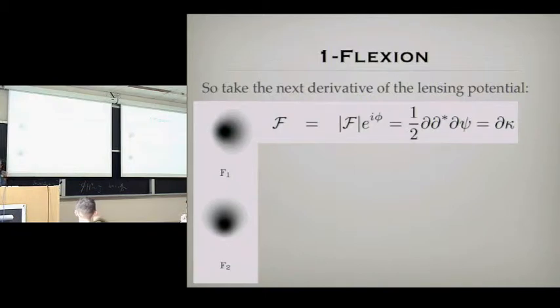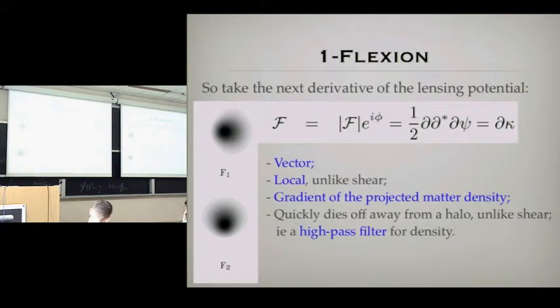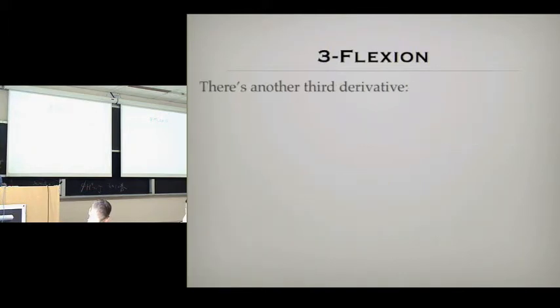Just to emphasize, this is the gradient of the projected matter density, and it quickly dies off away from a halo, whereas a long way from a halo, the shear can still be significant. This dies off much more rapidly, so we could understand it as a high-pass filter for density fluctuations. You'll see that more clearly when I get to power spectra.